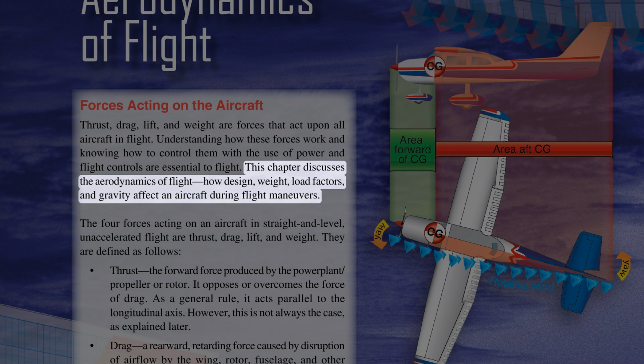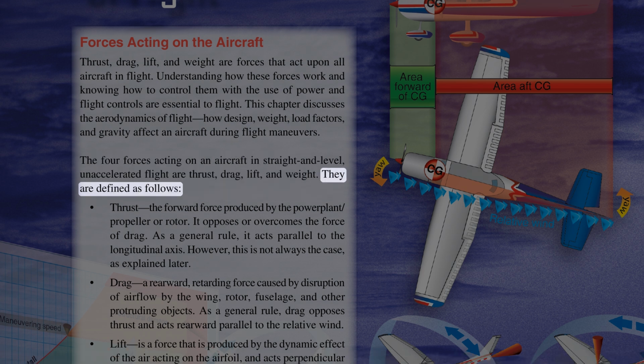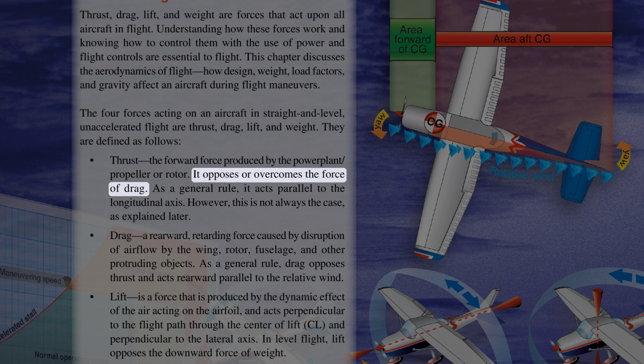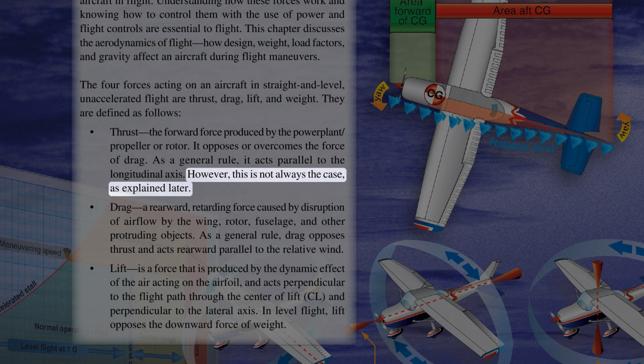during flight maneuvers. The four forces acting on an aircraft in straight and level, unaccelerated flight are thrust, drag, lift, and weight. They are defined as follows. Thrust, the forward force produced by the power plant, propeller or rotor. It opposes or overcomes the force of drag. As a general rule, it acts parallel to the longitudinal axis. However, this is not always the case, as explained later.